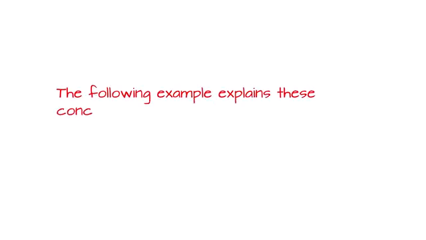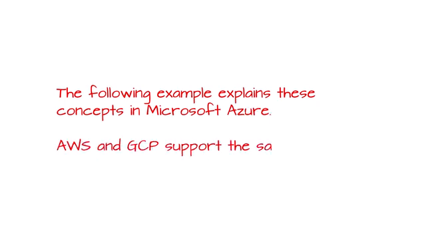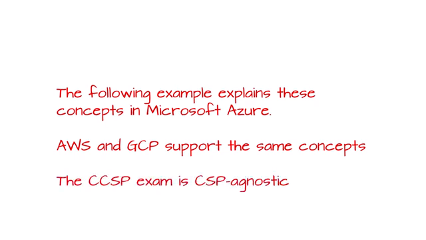Now let's shift gears and just talk through an example. So the following example here explains these concepts in Microsoft Azure. AWS and Google Cloud Platform support the same concepts, and in fact the terminology is generally very similar, or in some cases even the same. Remember, the CCSP exam is Cloud Service Provider Agnostic, so I wanted to give you an example I had in hand to give you context.